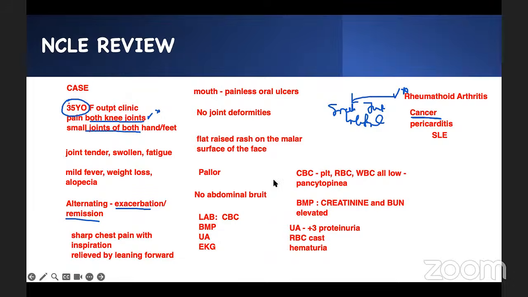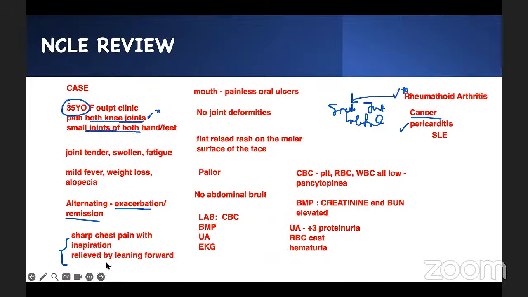Morning stiffness, somebody said morning stiffness. Yeah, rheumatoid, but still, that is good. I mean, morning stiffness is also good for rheumatoid. Cancer is not going to show you that. Pericarditis, you only had one piece of information. Pericarditis usually is some acute inflammation, or it can be anything.